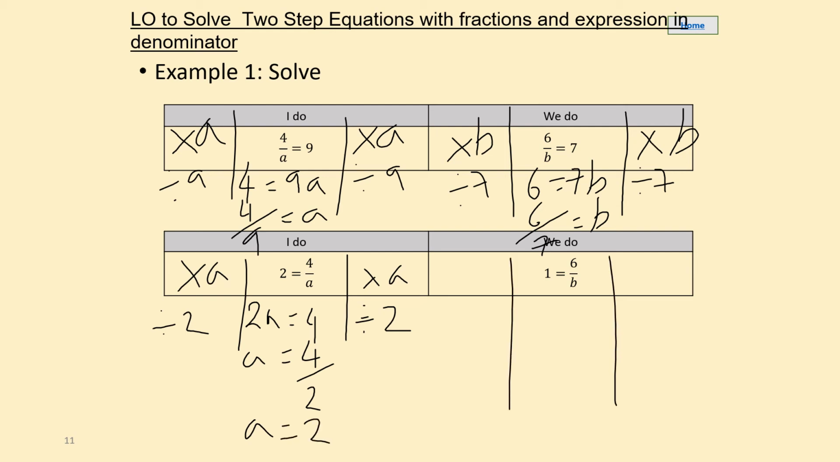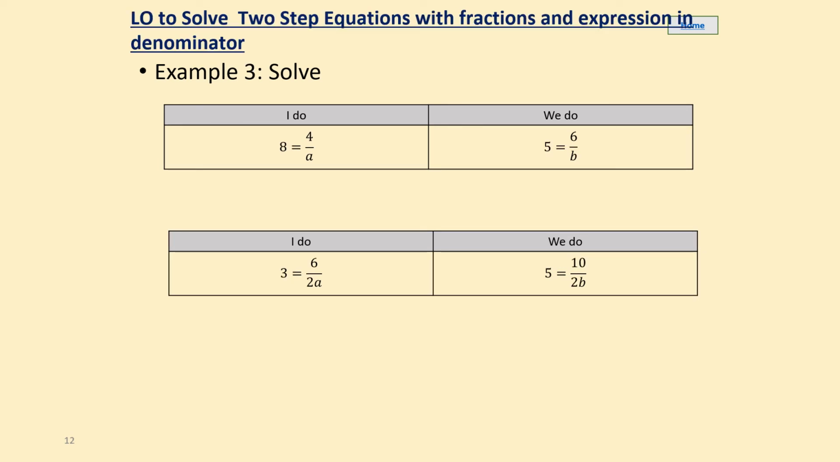What do I need to do on this one? Yep, multiply both sides by B. So 1B equals 6. Yep, that's right. So B equals 6. We don't need to write the 1 in front of it, do we? Yeah, well, I think we're okay with these ones here now. We know we're going to multiply both sides by A and then divide by 8. And the same here, multiply both sides by B and divide by 5.